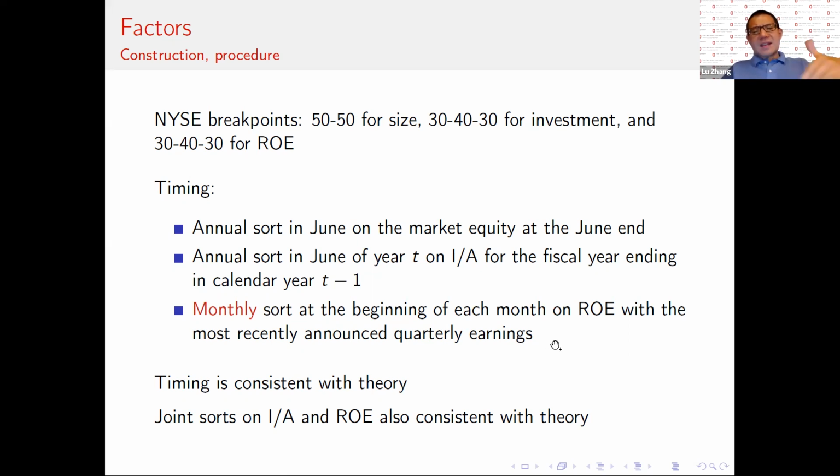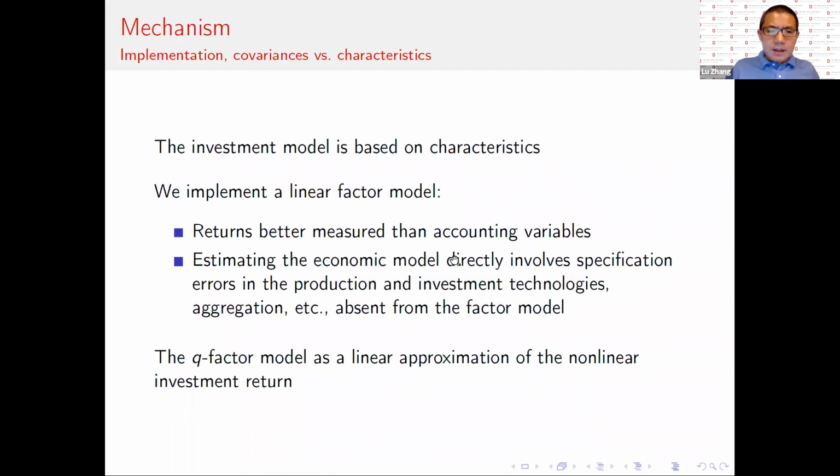Later on, we extend this in the early samples when the quarterly announcement dates are not available. We did a bit more extension to extend the sample backwards from January 1972 to 1967. So the timing is consistent with theory. By timing, I mean frequency, right? We do monthly sorts on ROE while annual sorts on investment. Why do we do that?